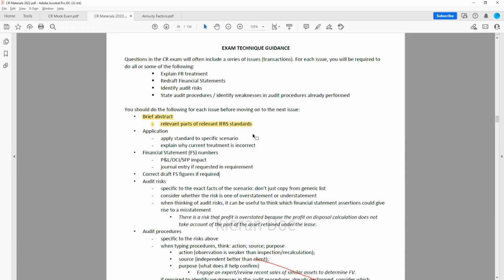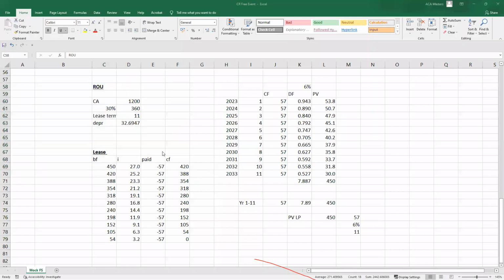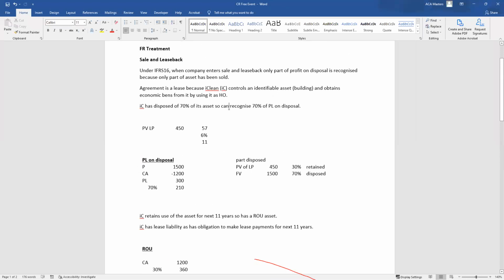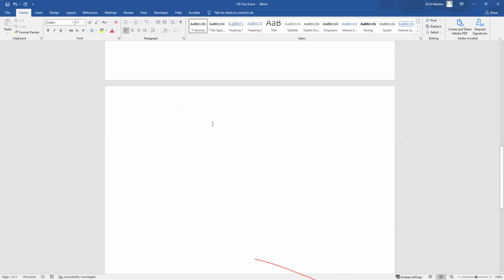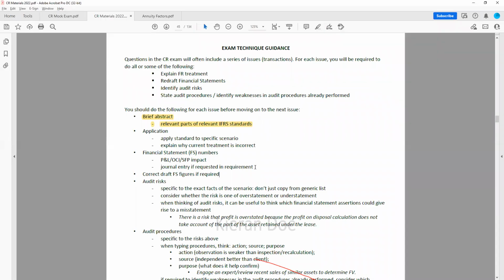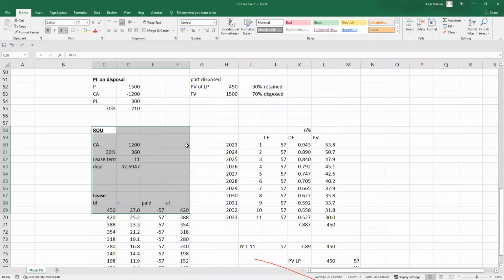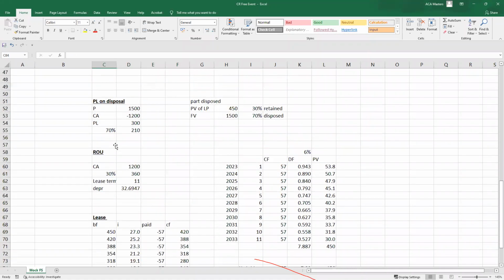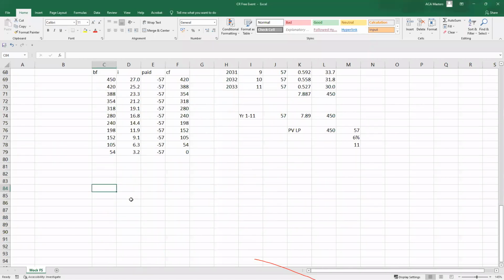So what we need to do is, we've already explained the impact on the financial statements because we've said that they must recognise 70% of the profit or loss on disposal. It's obviously not optional. So then we can think about what the journal entry would be. You might look at this and think, wow, this is going to be really difficult because there's a lot of entries. There's a right of use asset, there's a lease liability, there's the profit or loss on disposal. But what I would say is just take it one entry at a time.